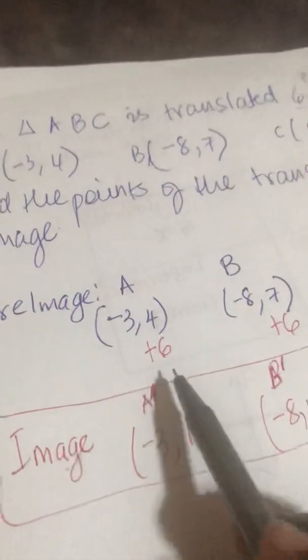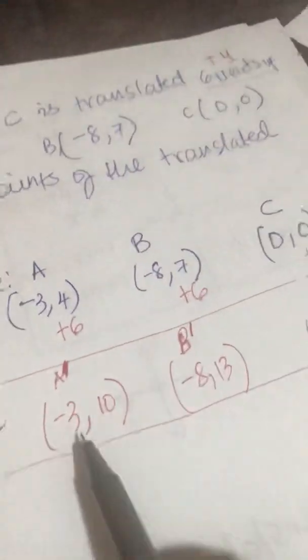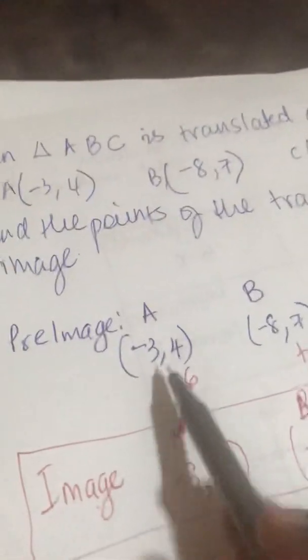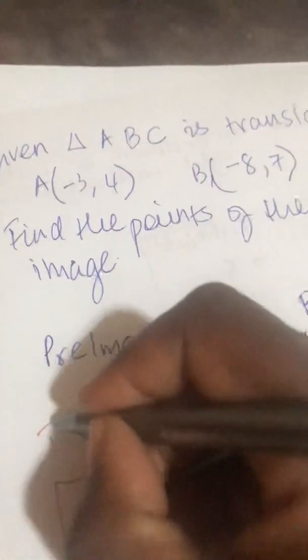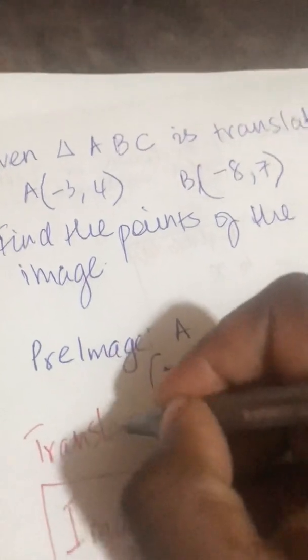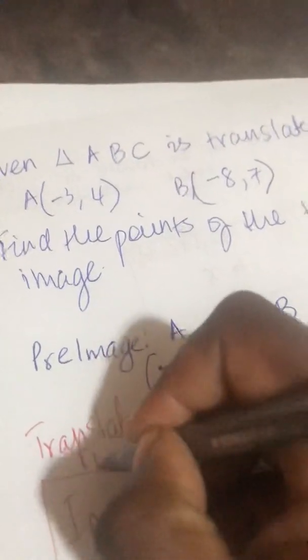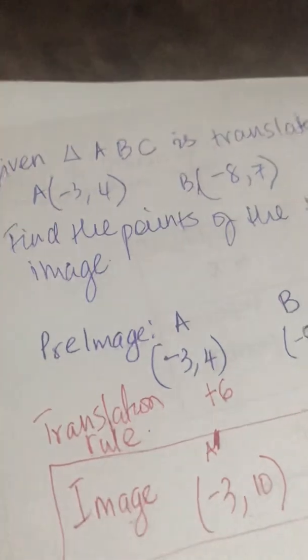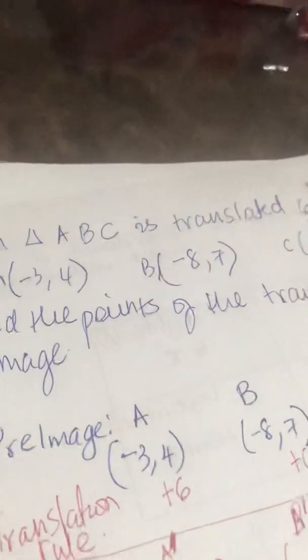You have to write image, you have to write the prime correctly, you have to get the correct answer, you have to show your work. So this is the translation rule. Okay? Now, let's do another one.